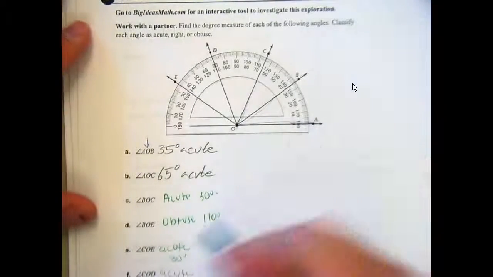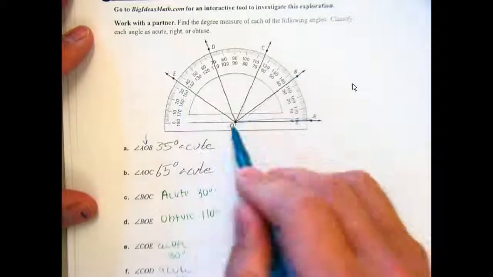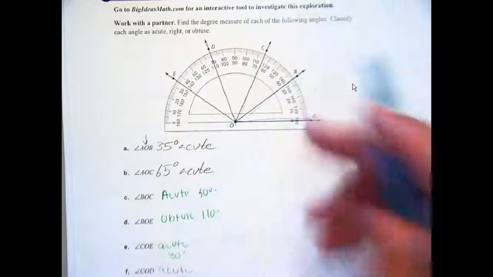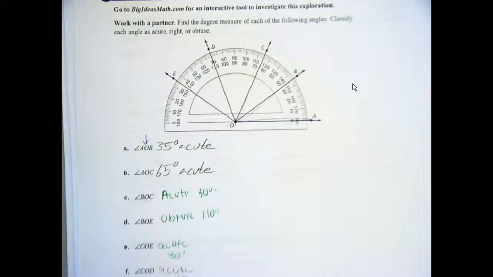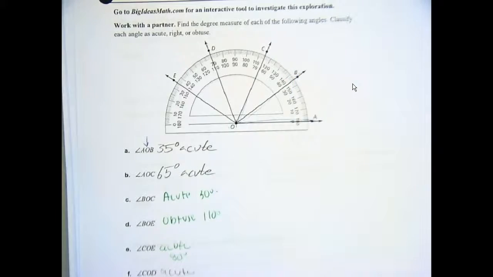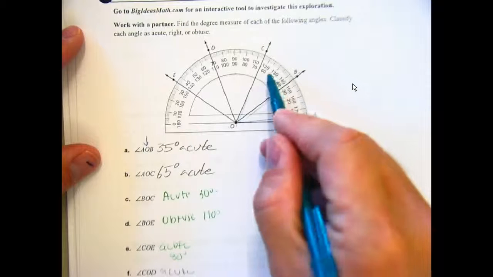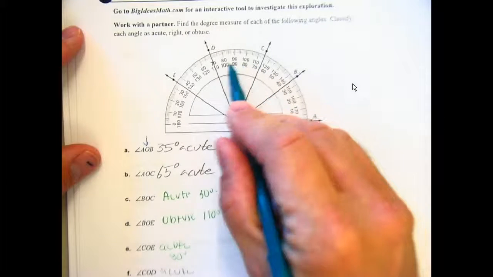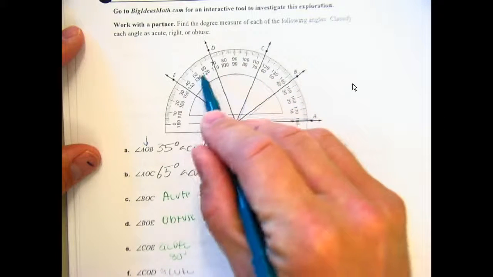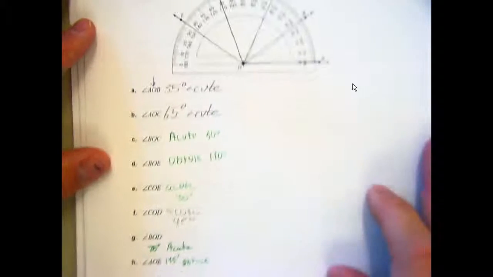Obtuse, B-O-E. Did I look obtuse? What's obtuse mean? Sam? Bigger than 90. Starts with an O. Sam would like that. Okay. Obtuse. Bigger than 90. So greater than 90. So 110. Any disagreement there? Okay. Let's check it out. BOE. So we've got 10, 20, 30, 40, 50, 60, 70, 80, 90, 100, and 110. Good. Yeah, it looks like we're good.